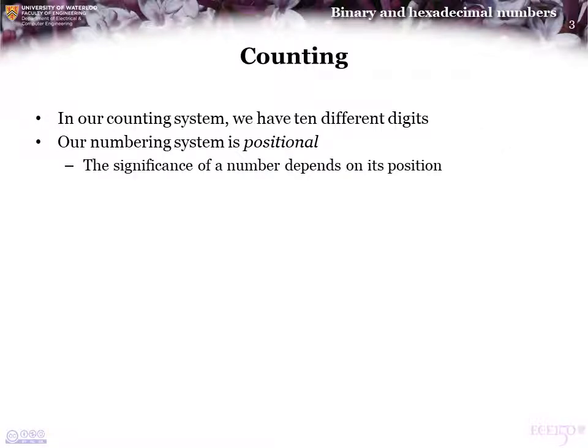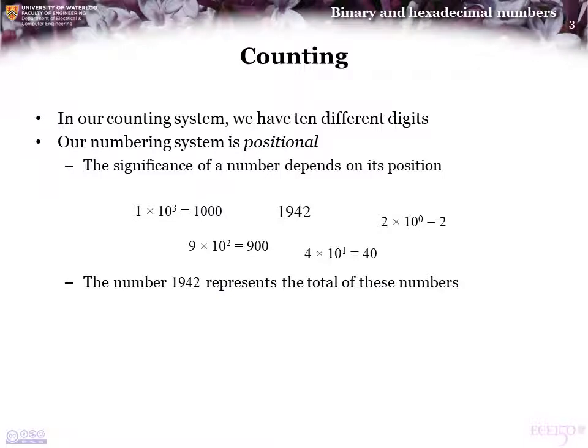However, in our system, the significance of a digit depends on where it appears in a number. So for example, if I give you the number 1942, the 2 represents 2 times 10 to the 0, or 2 times 1, which is 2. 4 represents 4 times 10 to the 1, or 40. The 9 represents 900, and the 1 represents 1000. The number 1942 represents the total of these 4 separate numbers.